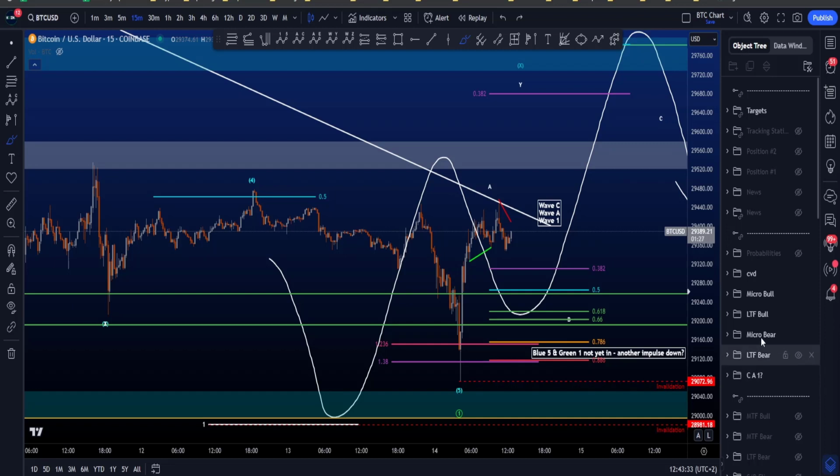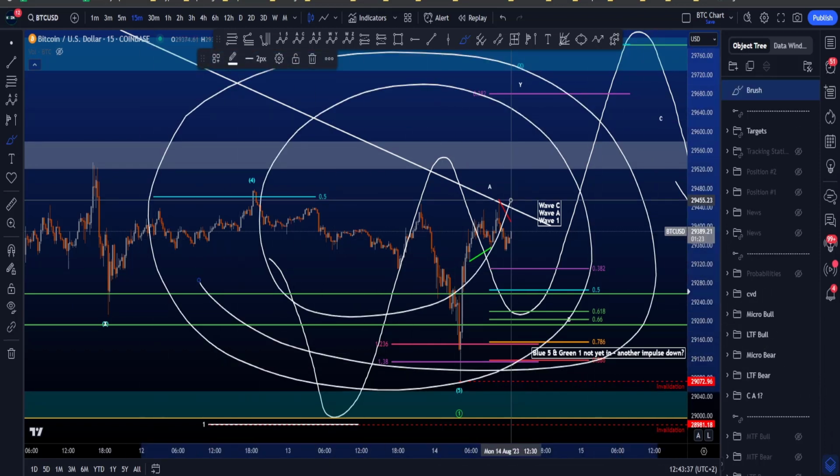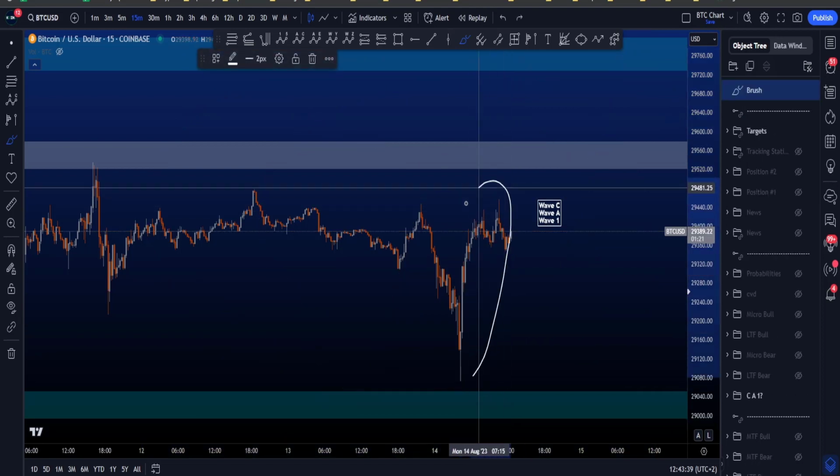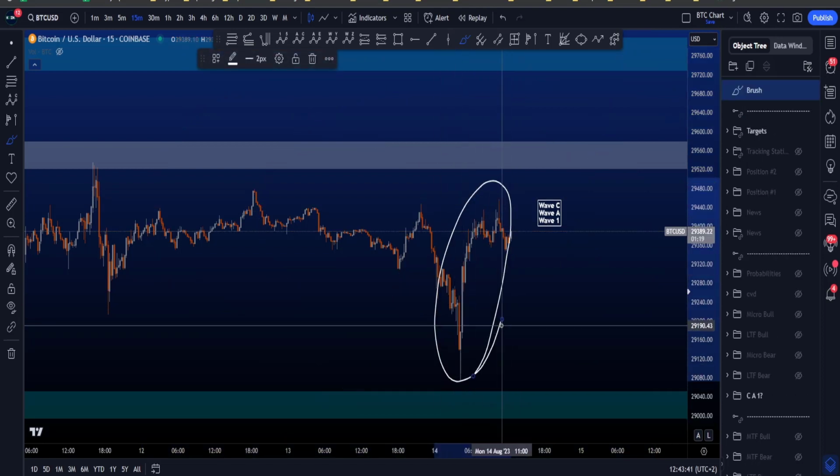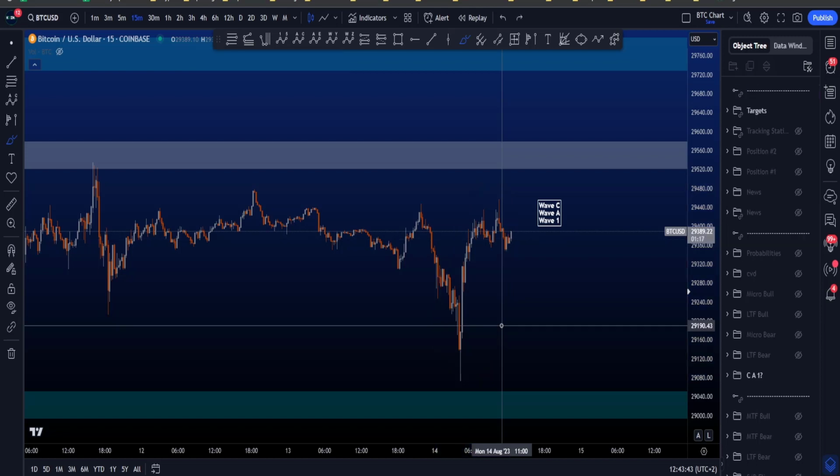Hi everyone, let's go over my low time frame and micro bullish and bearish Elliott Wave scenarios on Bitcoin. Starting with the question, is this move to the upside a wave C, a wave A, or a wave 1? Now let's assess the probabilities here.